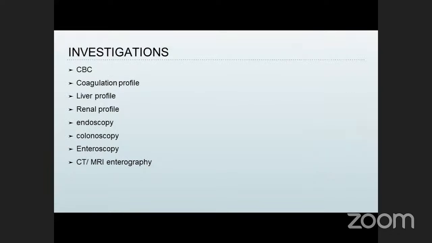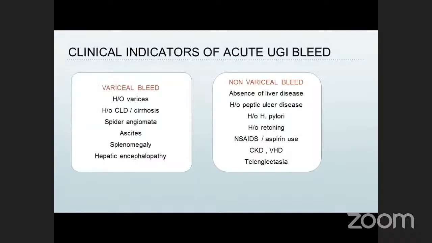Investigations: one has to go with the basic complete hemogram, coagulation profile, liver profile, renal profile, and endoscopy, colonoscopy, enteroscopy, CT, MRI, enterography based upon the etiology. Clinical indicators of acute upper GI bleed. When a patient of upper GI bleed comes, we have to categorize them into variceal bleed and non-variceal bleed. The management would differ accordingly.